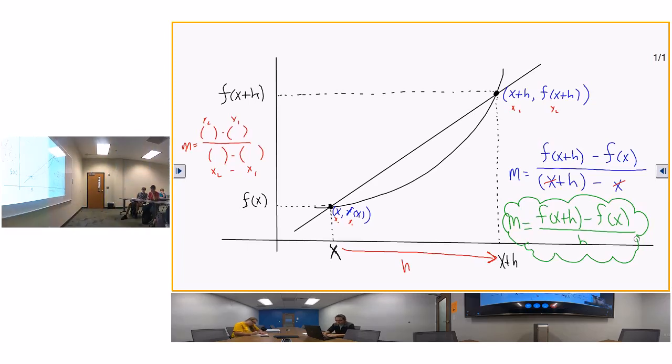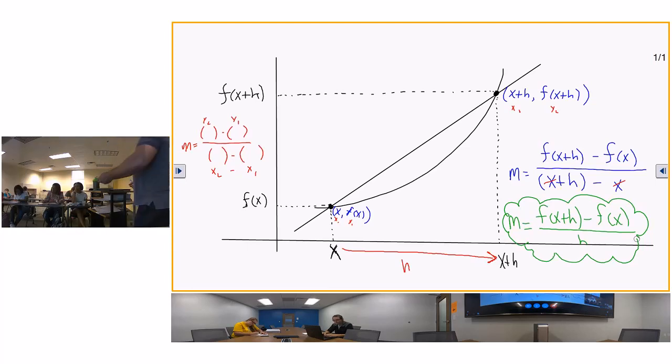Y'all feel impressed yet? Because that's basically what you're doing, you're finding the slope. Now, a lot of people say, well, in the problem, we don't know what the numbers are. That's the trick. You're taking an equation, and you're finding the equation for the slope of that line.